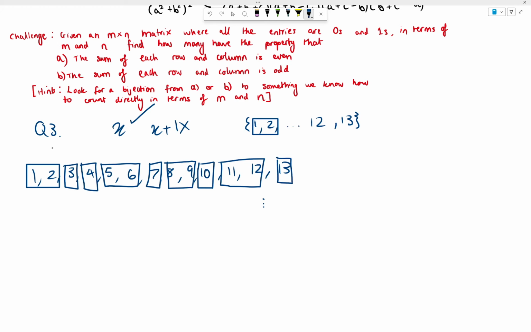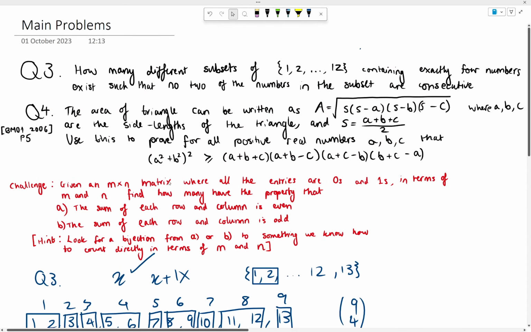So the total number of blocks is always going to be 9. And again, the thing I said about the fact that 13 is either killed or not included still stays true. So the answer ends up being 9 choose 4, because 4 of them are big blocks. That was kind of a mess, but yeah.